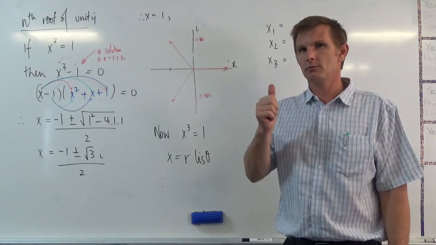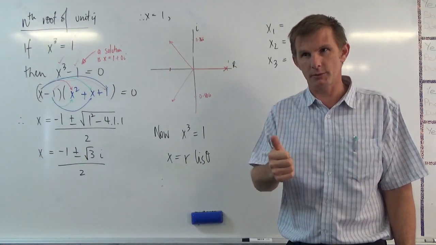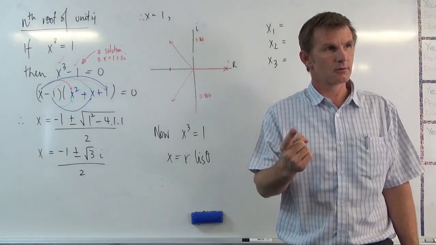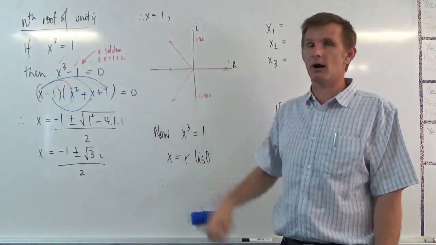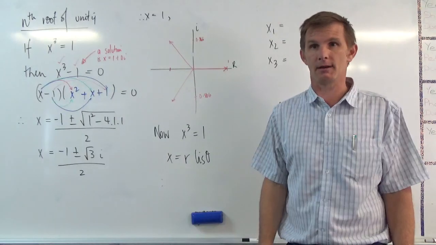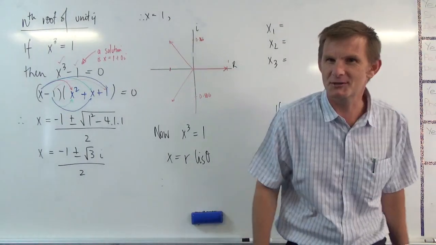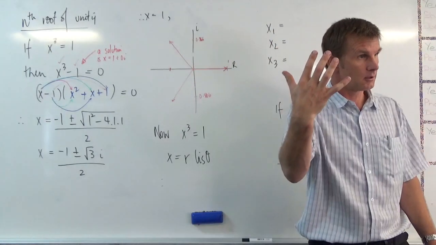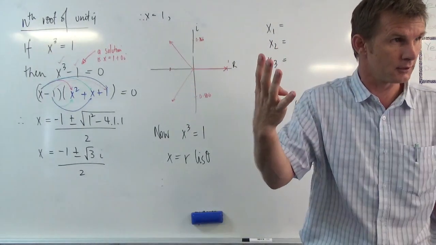Key points. How many solutions do we have? 3. What was the power we raised x to? 3. If I had x to the 5 equals 1, how many solutions do you think there'd be? 5. Who said 3? Don't say 3. There's 5. X to the 5 equals 1, we'll have 5 solutions. X to the 4 equals 1, we'll have 4 solutions.